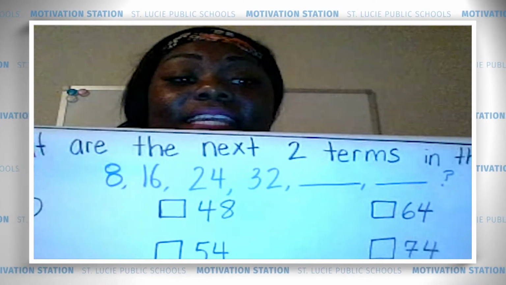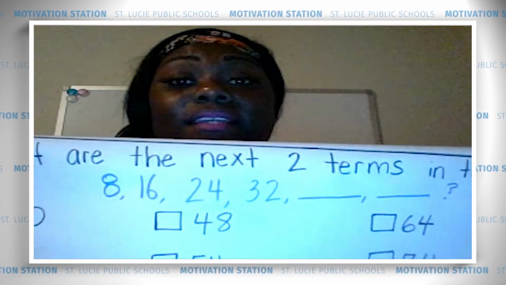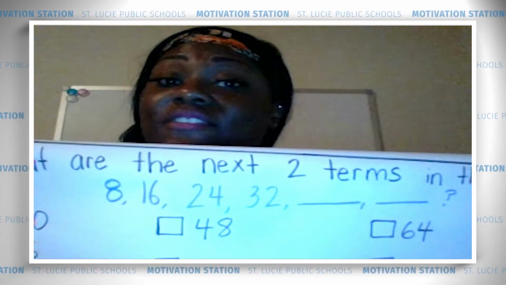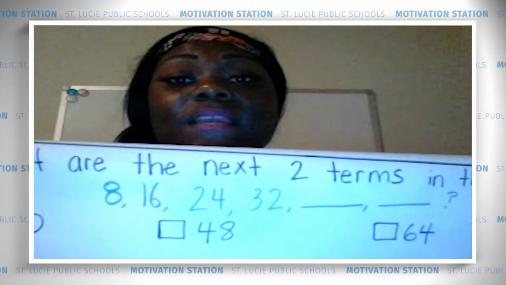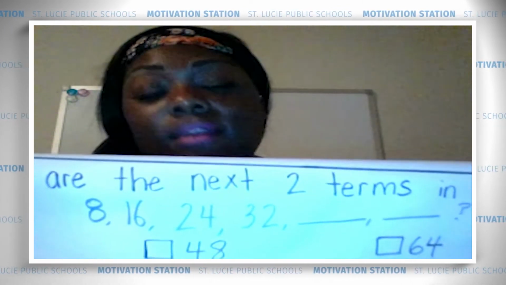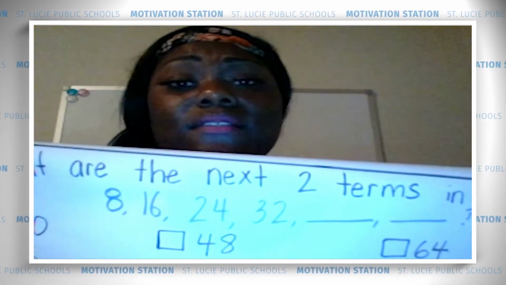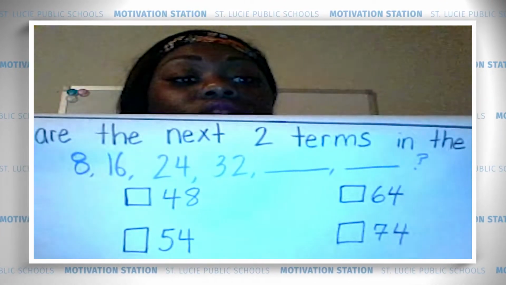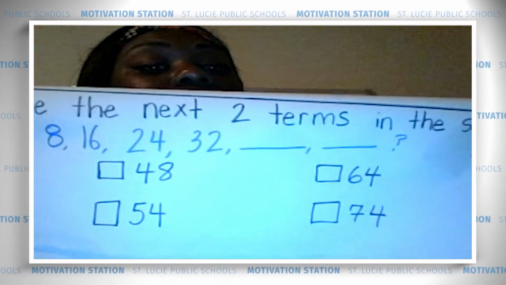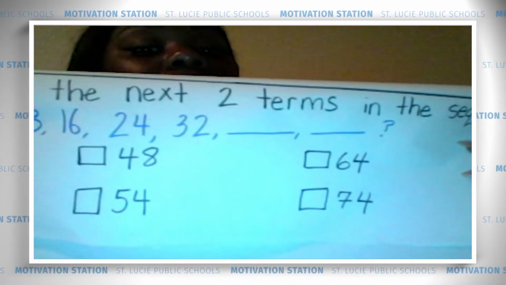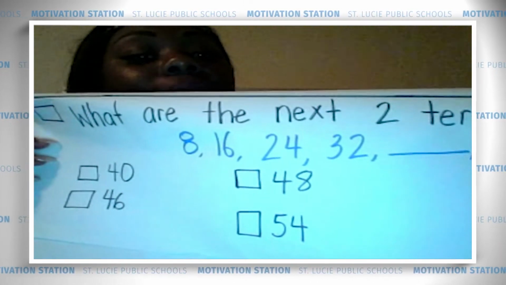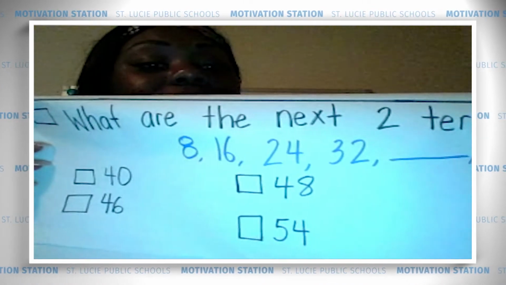So we can already see that this pattern is increasing, and we know that the two operations that are associated with increasing patterns are addition and multiplication. Awesome, you guys are so fabulous. That's why you're fabulous fourth grade. So let's look at our answer choices. Okay, I see 48, 54, 64, and 74. Whoop, we missed some, 40 and 46.